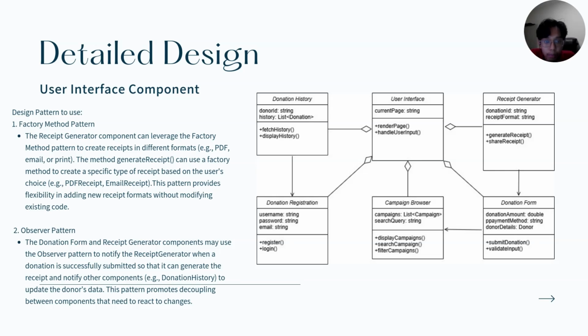And for the campaign browser, we have a list of campaigns and search query as the attributes, and also display campaign as the method. The design patterns that could be used in order to build this component are the factory method and also the observer pattern. Specifically, the factory method can be used for the receipt generator component.